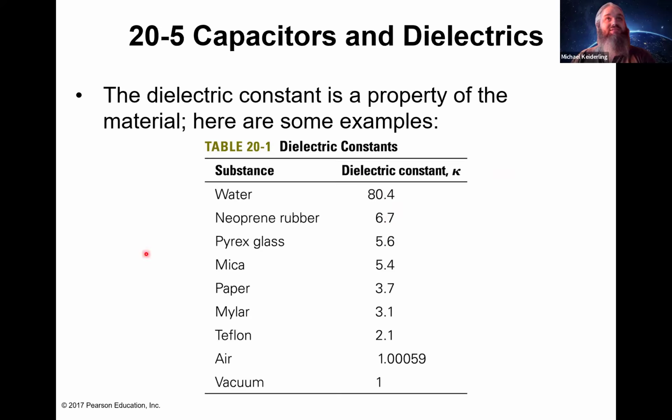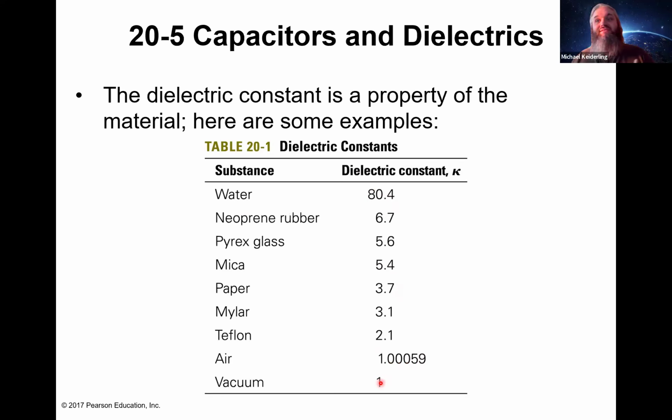Neoprene rubber is 6.7. Pyrex glass is 5.6. Mica is 5.4. Paper is 3.7. Mylar is 3.1. Teflon's 2.1. Air is 1.00059. And vacuum is 1.